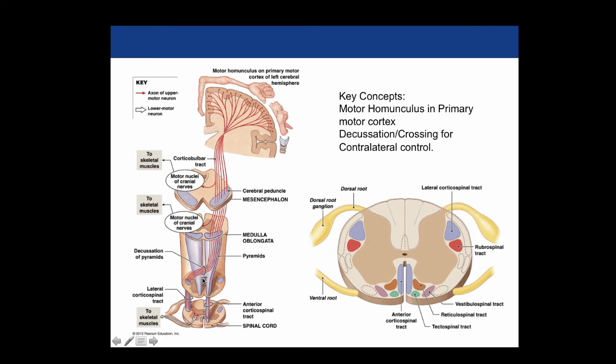So everything you see here in red is an upper motor neuron that then synapses in a lower motor neuron, which leads then through the ventral root. Again, this word contralateral comes back. Contralateral control means that the cerebral cortex on the right side of the body controls the muscles on the left side of the body.